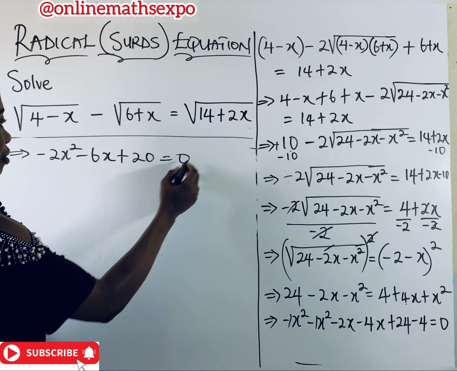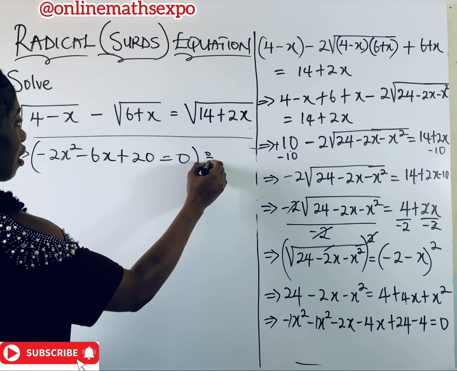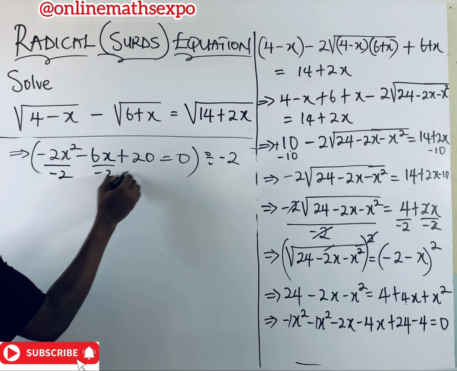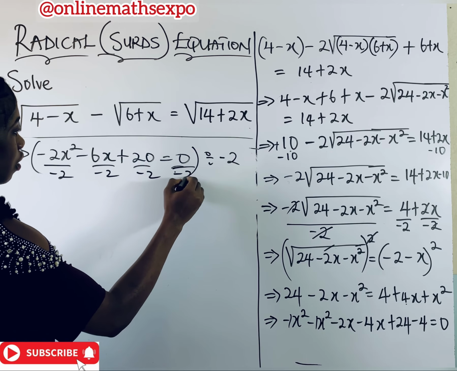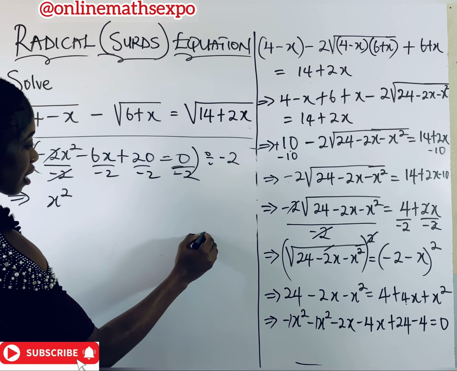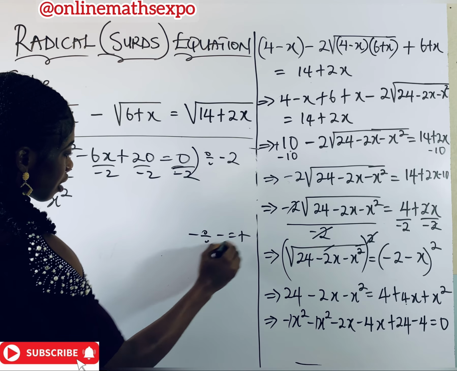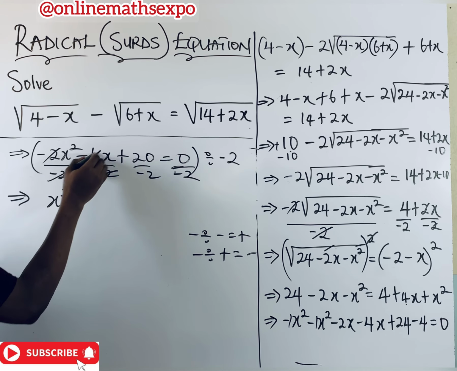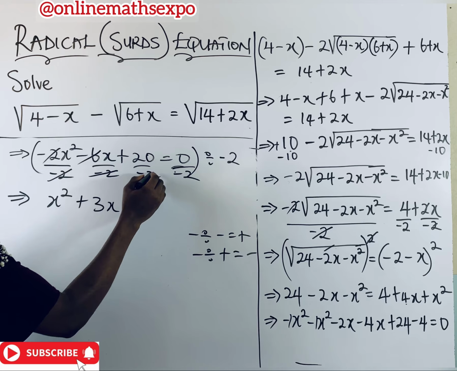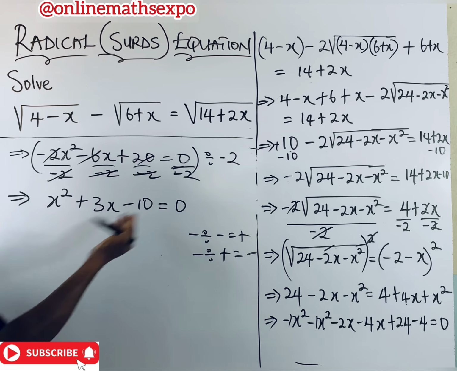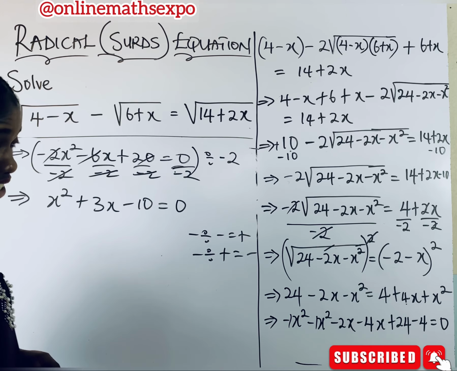So in that case, we are dividing each term here by negative 2. So divide this by negative 2, so that this will give us x squared. Remember, negative divided by negative is positive, and if it's divided by positive, it's negative. So here we're going to have positive 3x. This will give us negative 10, and when you divide this, it is 0. So you see we've gotten a complete quadratic equation.